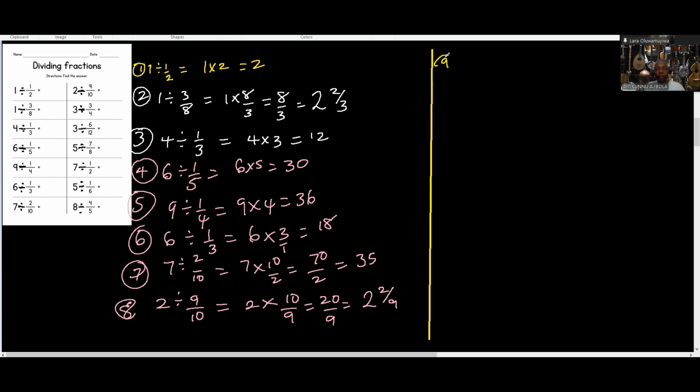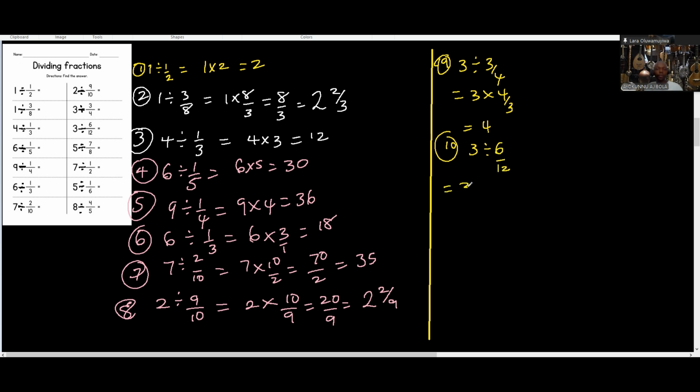Number 9, we have 3 divided by 3 over 4. And that will be 3 times 4 over 3. 3 cancel 3, then you have 4 as your final answer. Number 10, we have 3 divided by 3 over 4, okay? We've done that. So divided by 6 over 12.